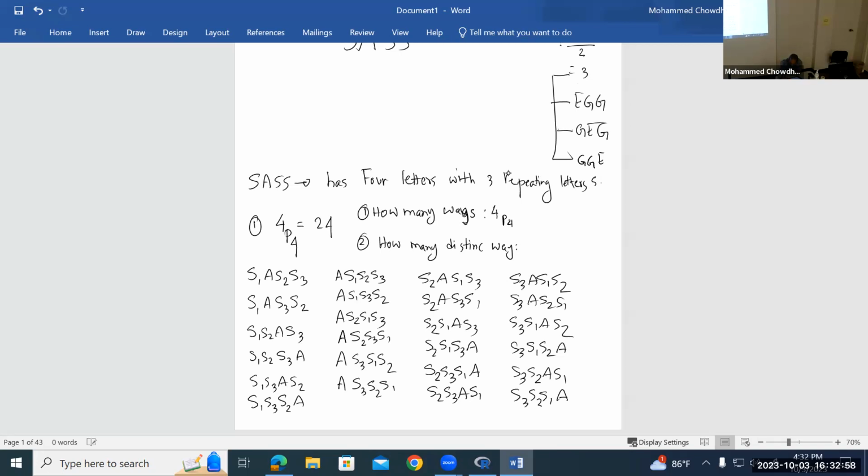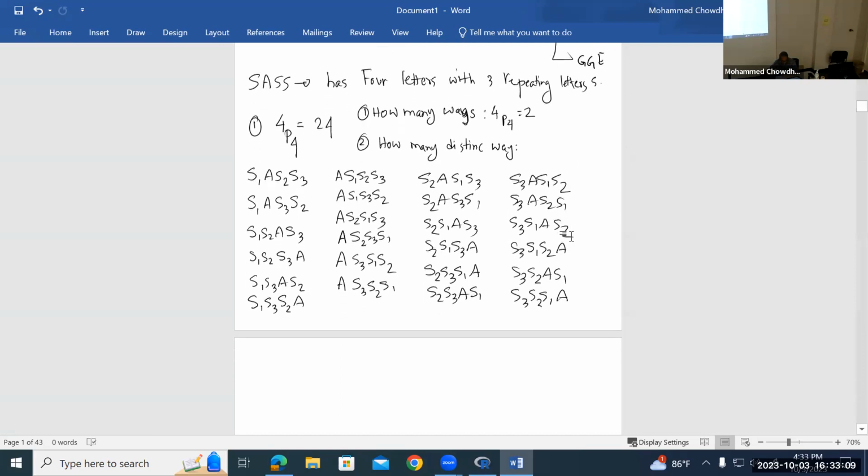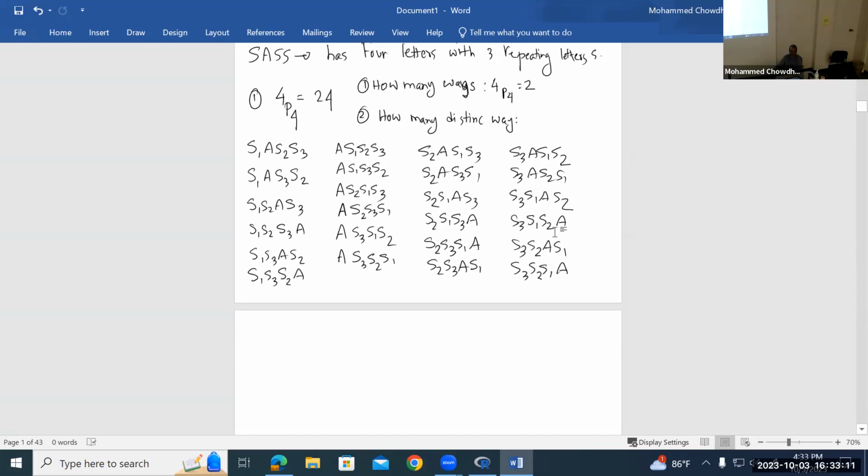4 permute 4, which is equal to 24. So this is this 24. Clear, right? These 24 ways. Now, how many distinct ways? I have to do the visual inspection. 4 permute 4 equal to 24. Are you understanding? If you do not understand, please let me know.